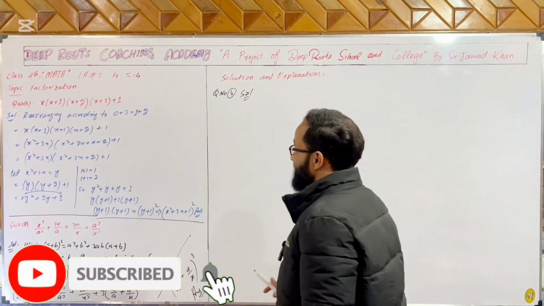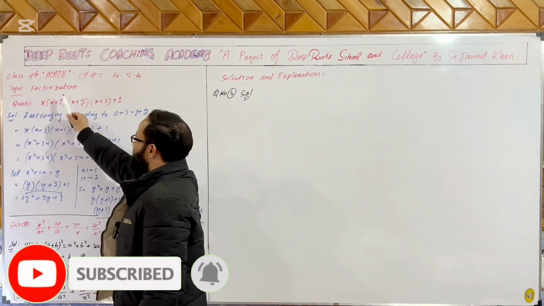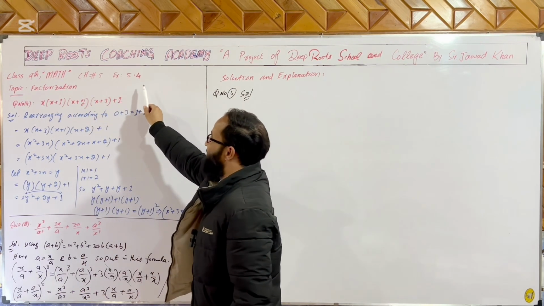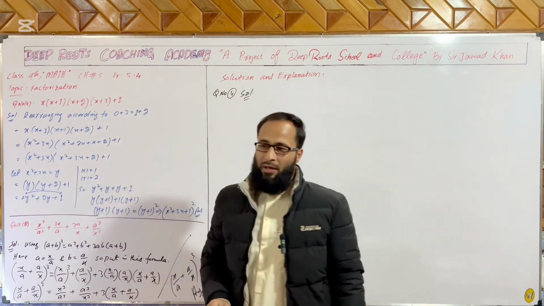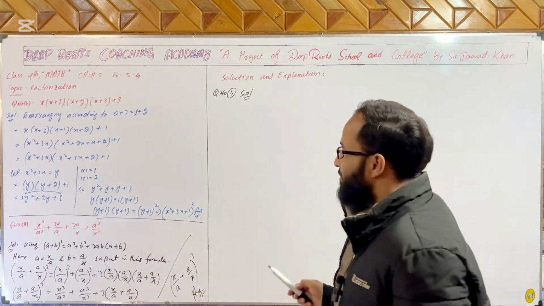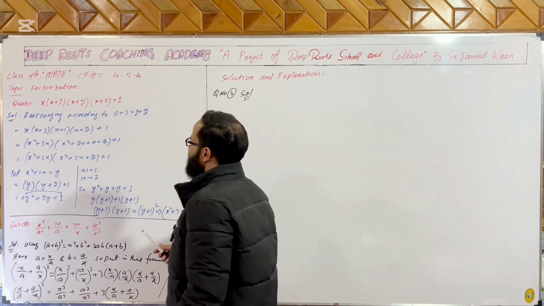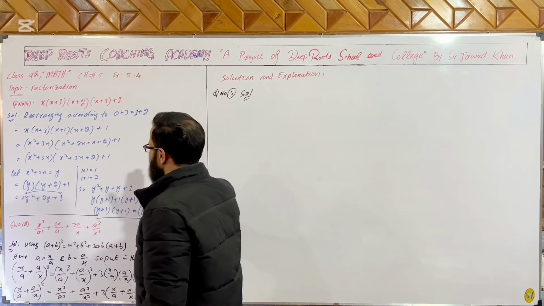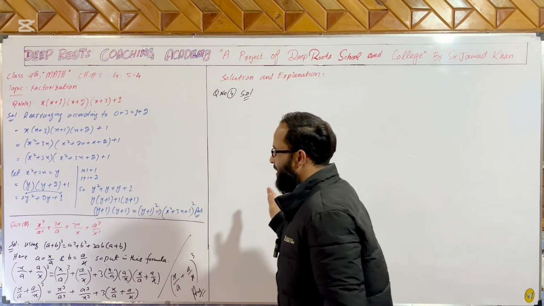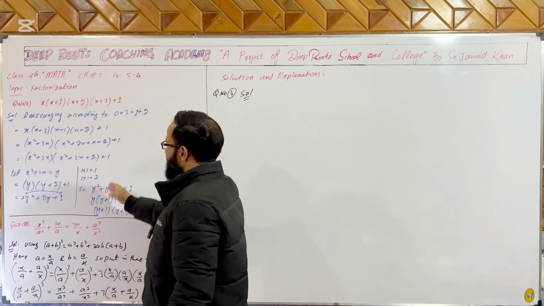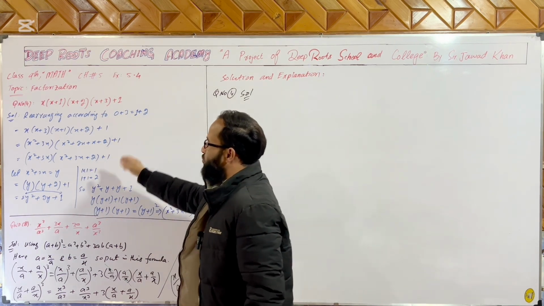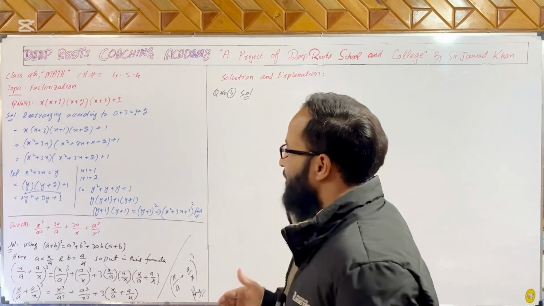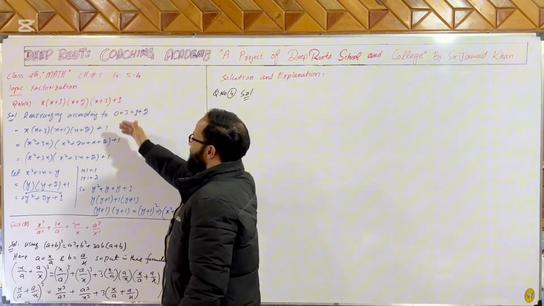Bismillahirrahmanirrahim. Today's topic is factorization, class 9 maths, chapter number 5, exercise 5.4. In this exercise, we've solved other questions. Today, we have question number 4, which I will explain here, and question number 8. I have chosen these two questions because these questions have different methods.